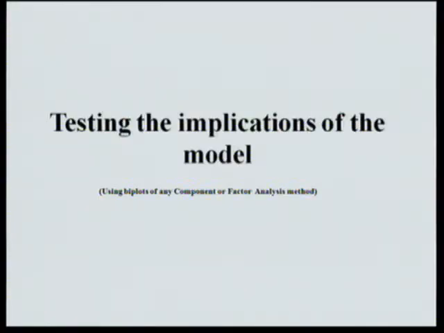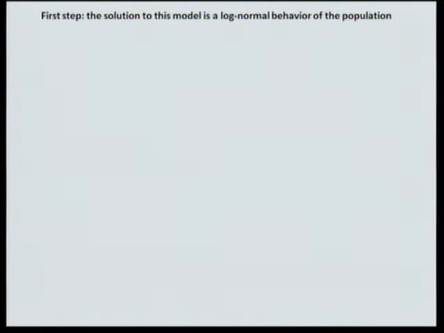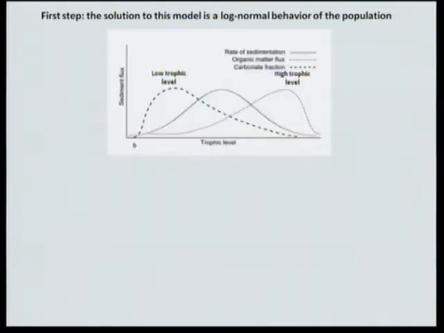Let's test this implication, and we test it using biplots of component or factor analysis method. You can use any factor analysis method that you want. I use the PCA, the principal component analysis, and it goes like this. The first step is to realize that the solution to this model is log normal behavior of the population. Here it is. This is a log normal. As I said before, it's not normal. It's a log normal, so it is skewed.